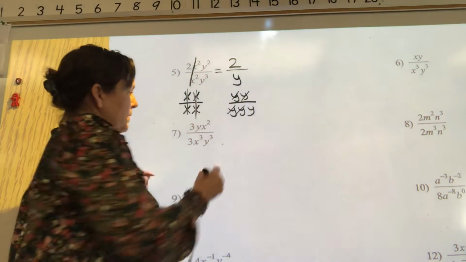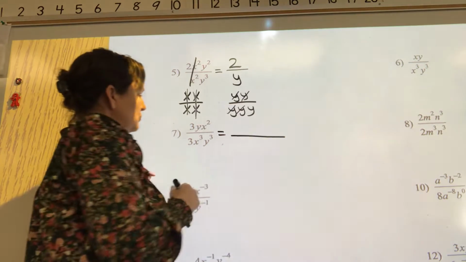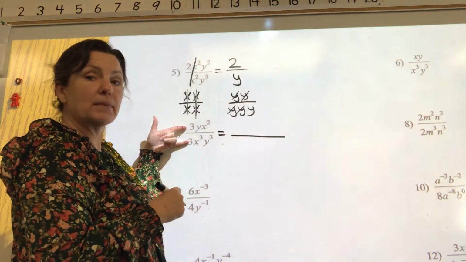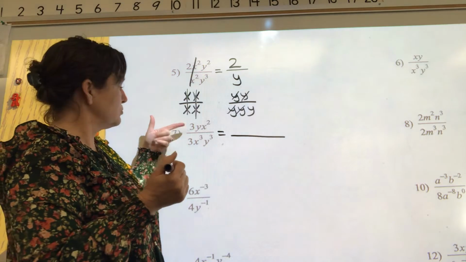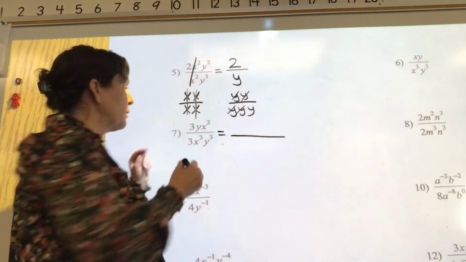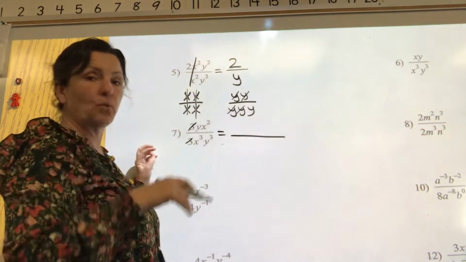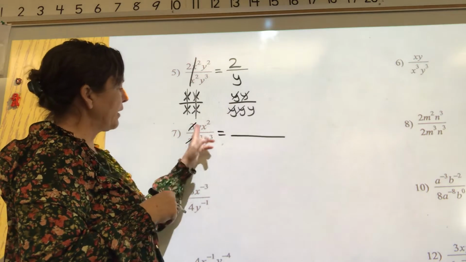Let's look at 7 since we're right here. We're standing right next to it. Okay, so I see a number on the top and the bottom, and they're the exact same. So 3 divided by 3, they cancel one another. And we get an invisible one.